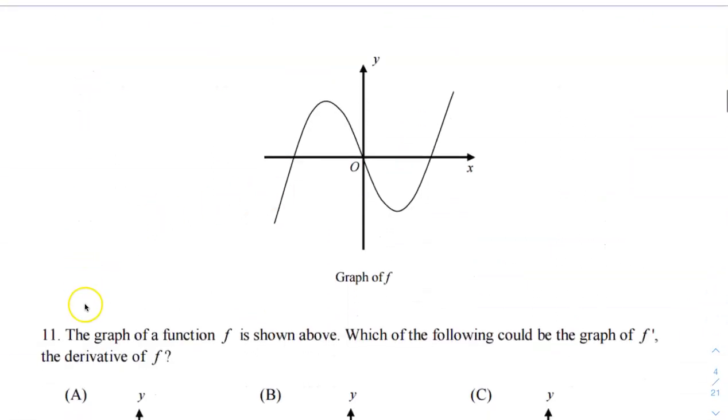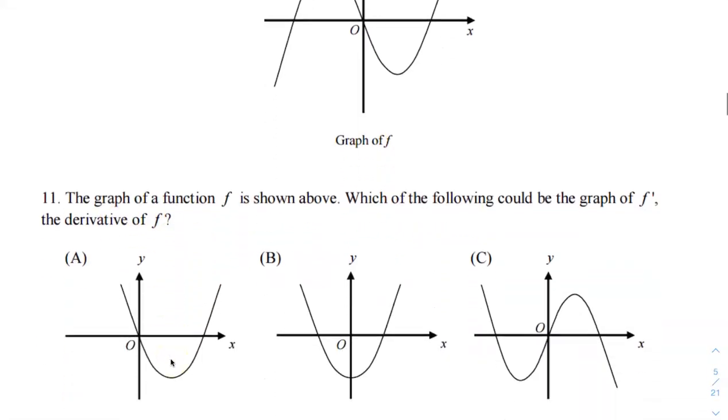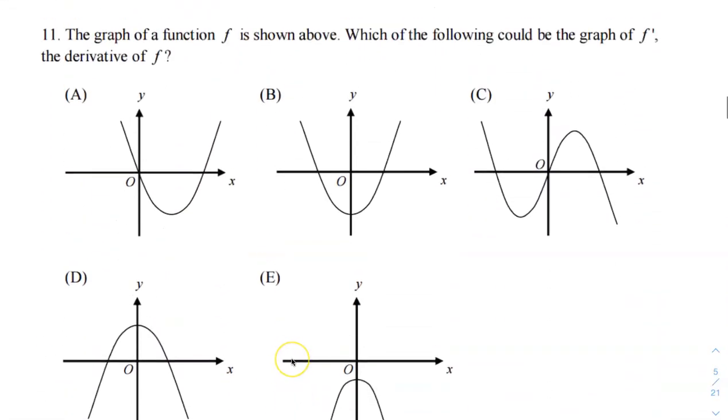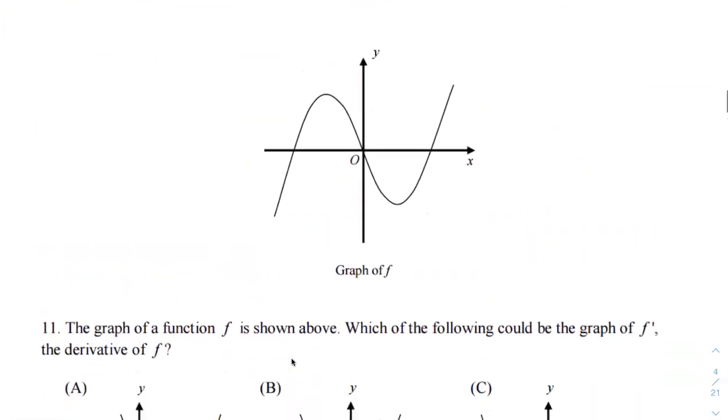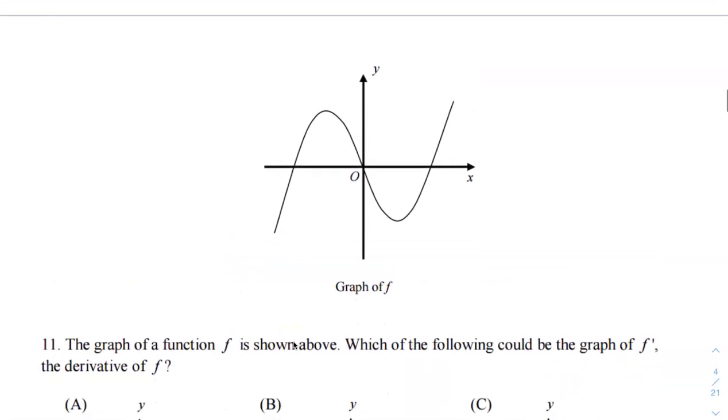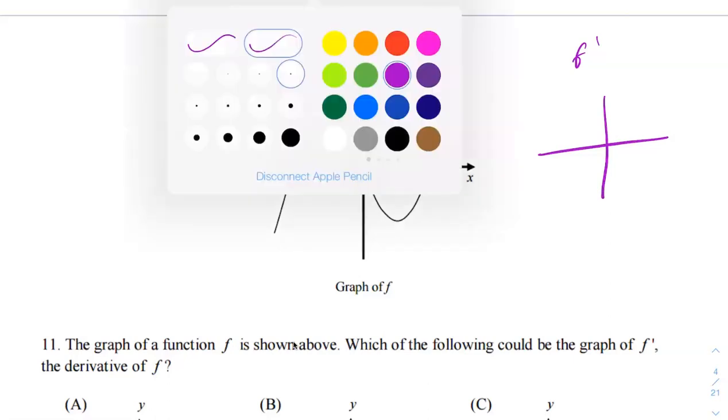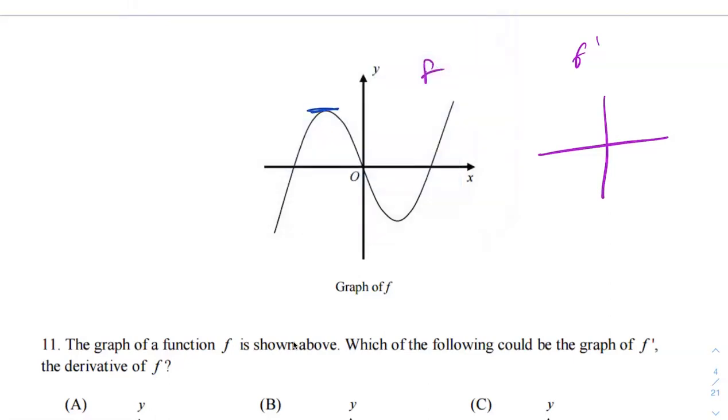Next one, the graph of the function f is shown above. Which of the following could be the graph of f prime? So you have all these graphs. I don't have space, so let's draw it. It's our information all in the same picture, but let's just draw the derivative. This is f. Let's draw f prime. Remember the way you draw f prime, you always want to find the zeros first. So like here, my zero will be right there, and then like right here.